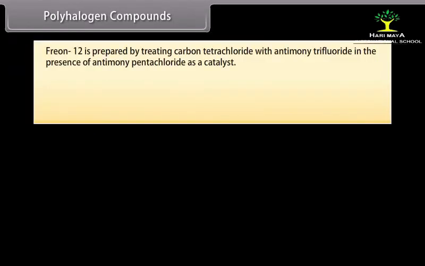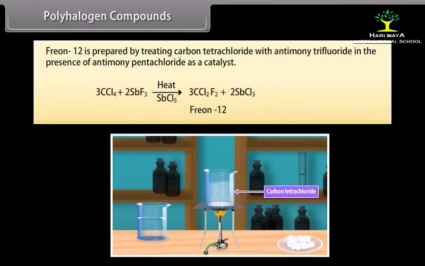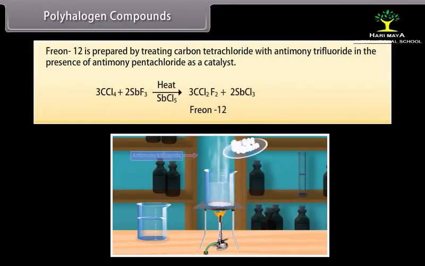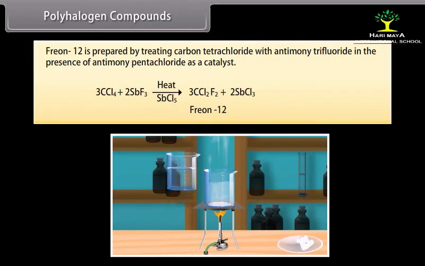Freon 12 is prepared by treating carbon tetrachloride with antimony trifluoride in the presence of antimony pentachloride as a catalyst. In a carbon tetrachloride solution, mix some antimony trifluoride in the presence of antimony pentachloride, and then Freon 12 is produced along with antimony trichloride.